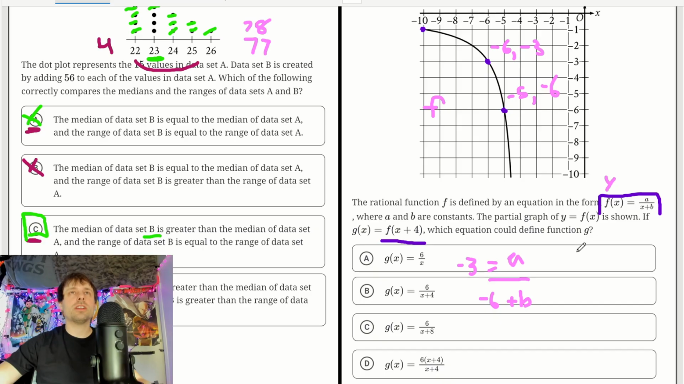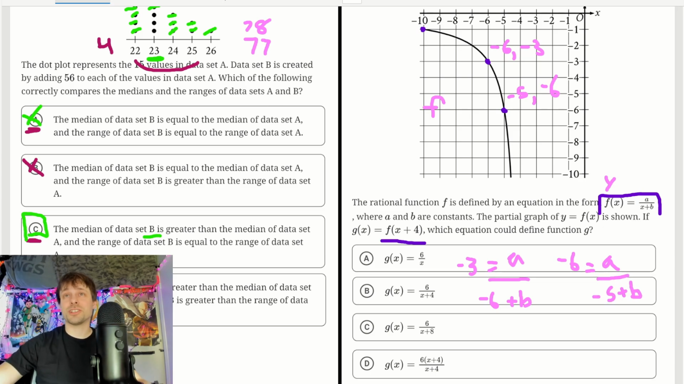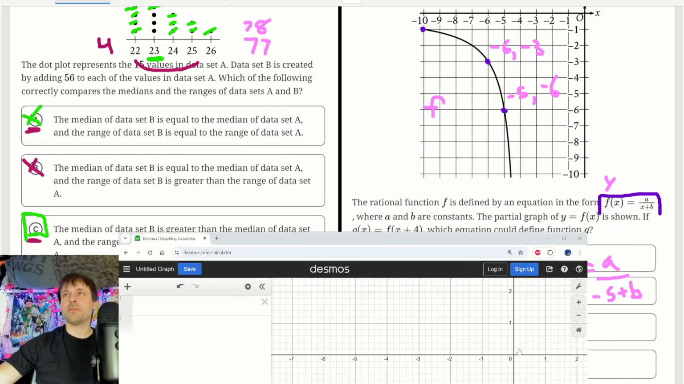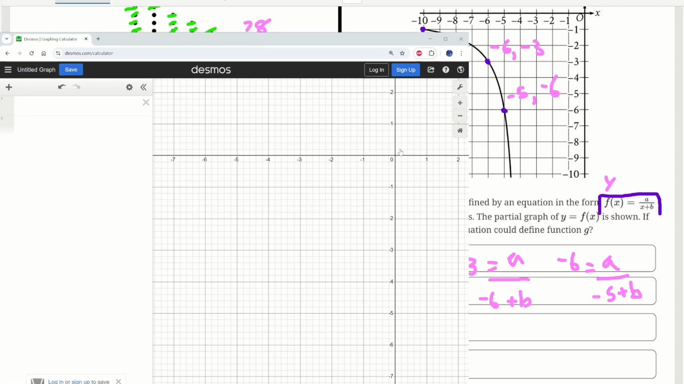And then my second equation is just going to be -6 is equal to a over -5 plus b. What's cool is Desmos is just going to do this very quickly for us. So if I pull up my Desmos real quick, I don't know if I'll be able to move this one far enough away. Yeah, I can throw it over here actually.